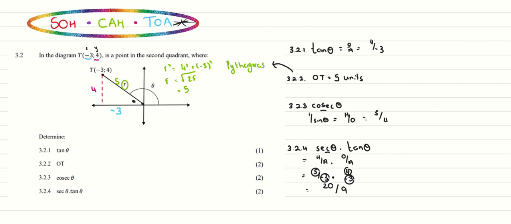The most important thing to remember here, when you have your reciprocals, is to look at the third letter. This one is sine, this one is cos, and this one is tangent. And so there you have it, 3.2, and up next is 3.3.